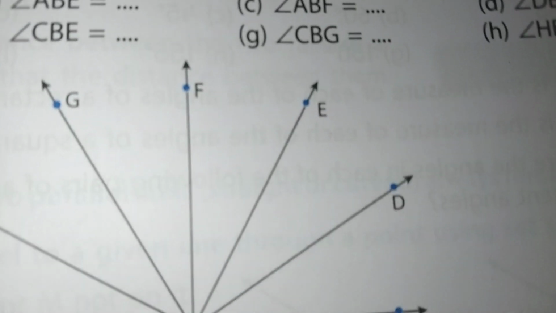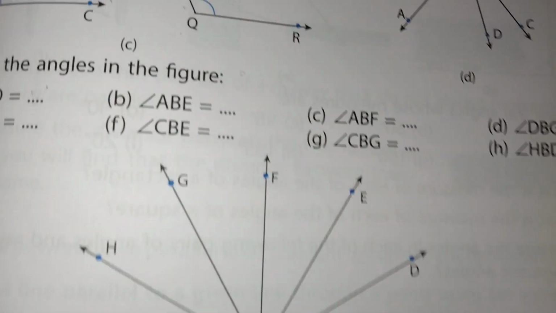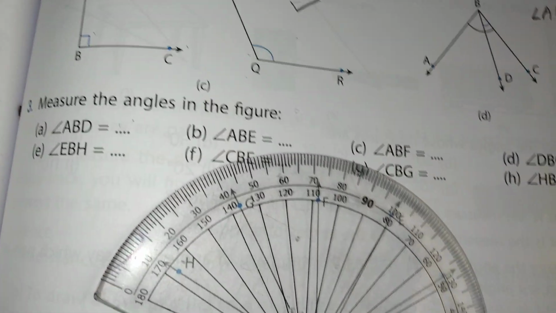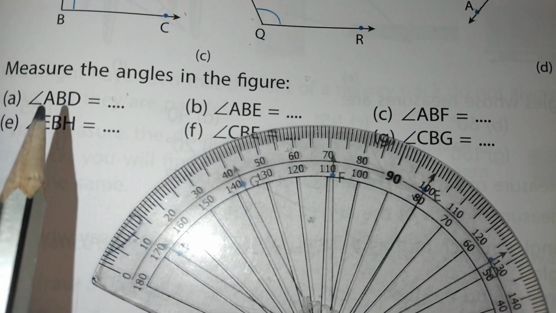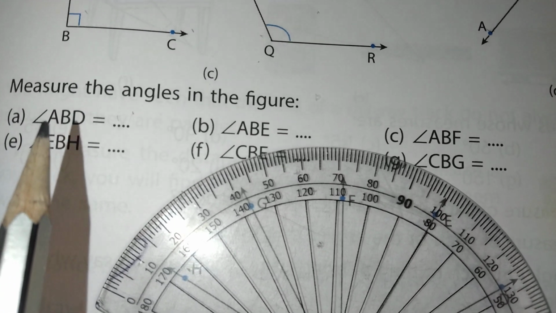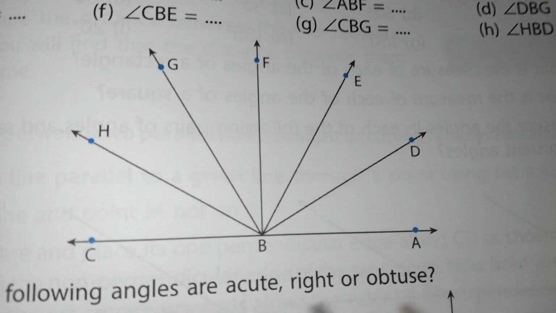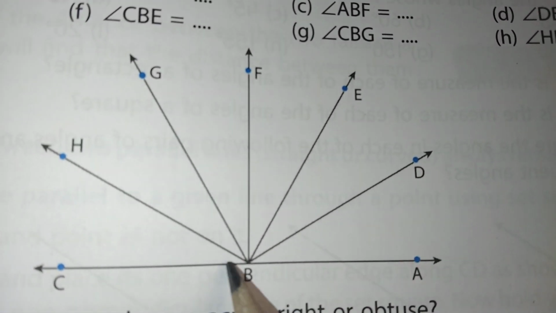So you have to measure the angle with the help of protractor. Okay. So here in the first place you have to measure the angle ABD. So first identify the angle ABD.